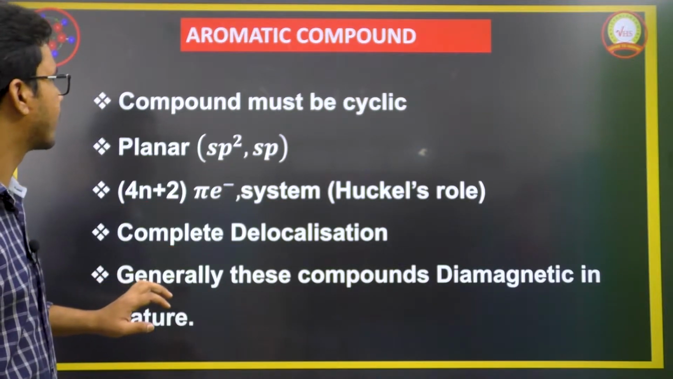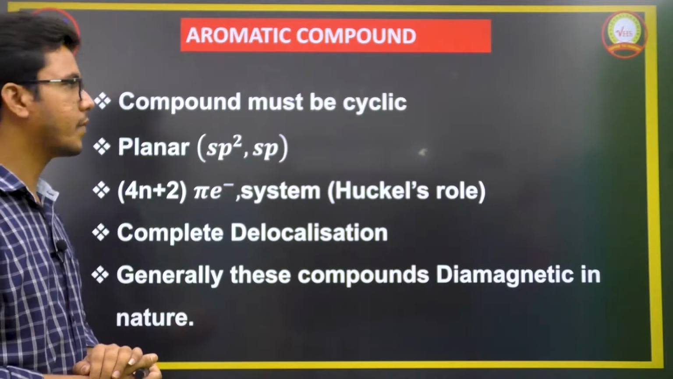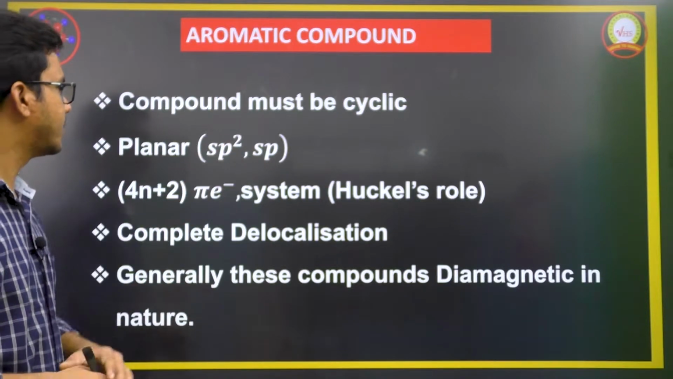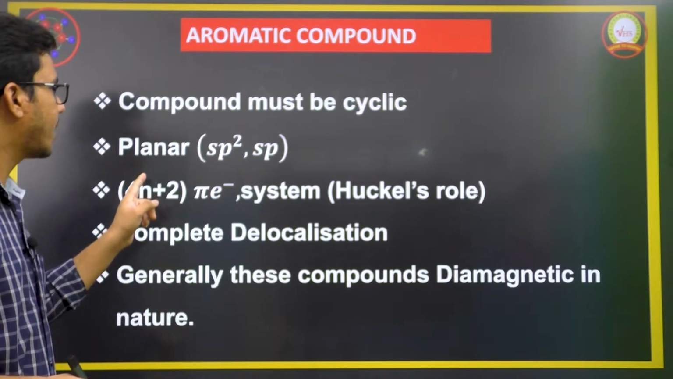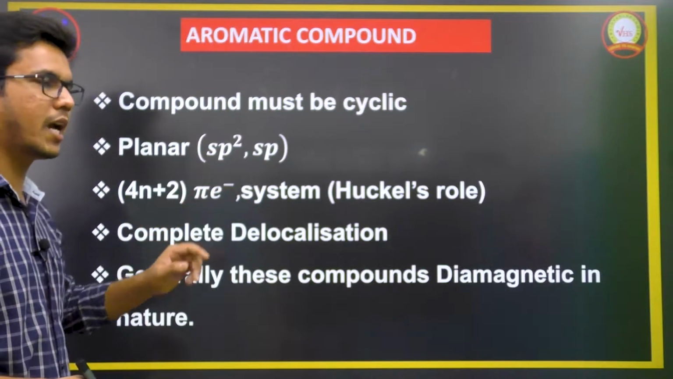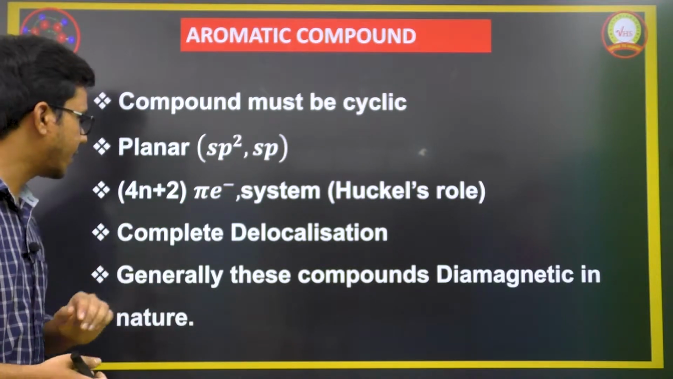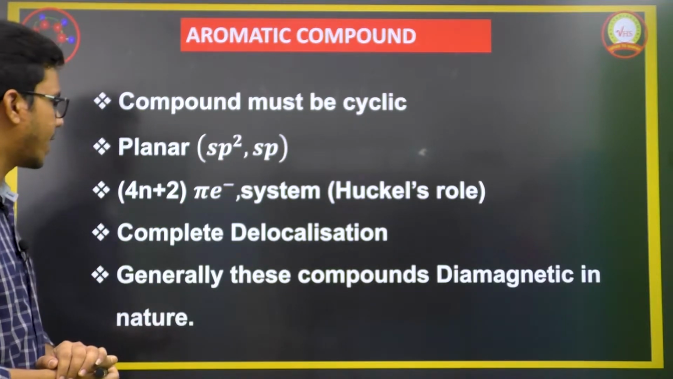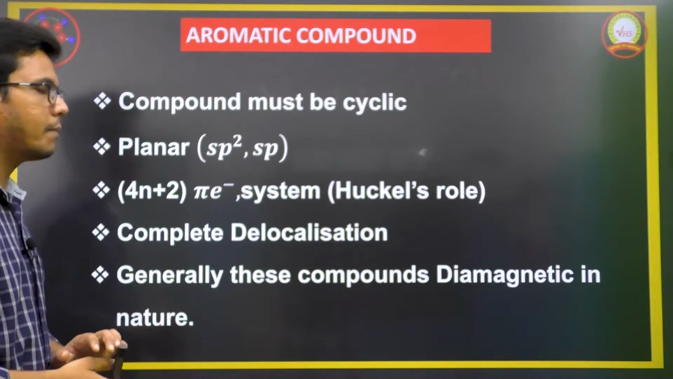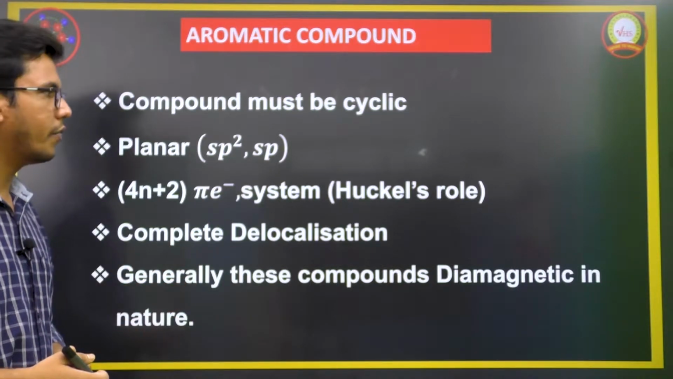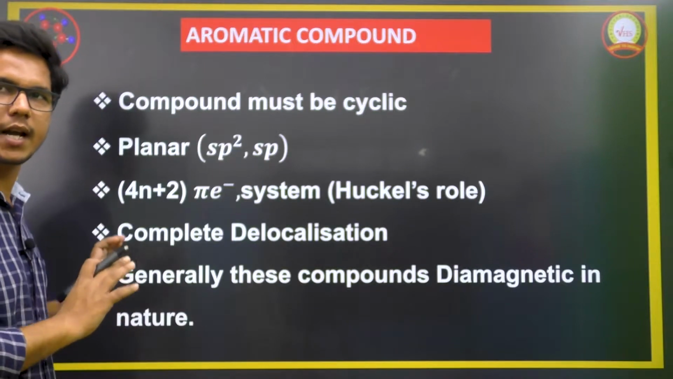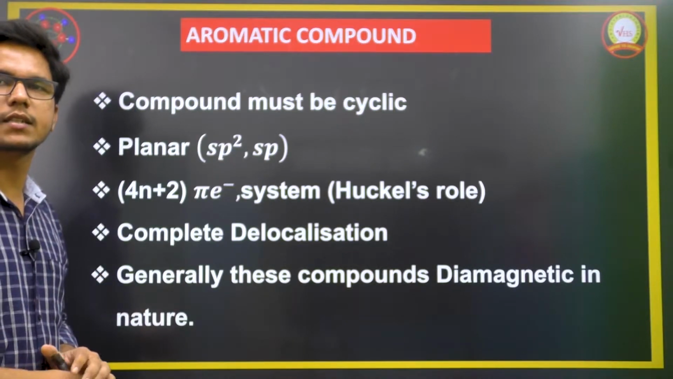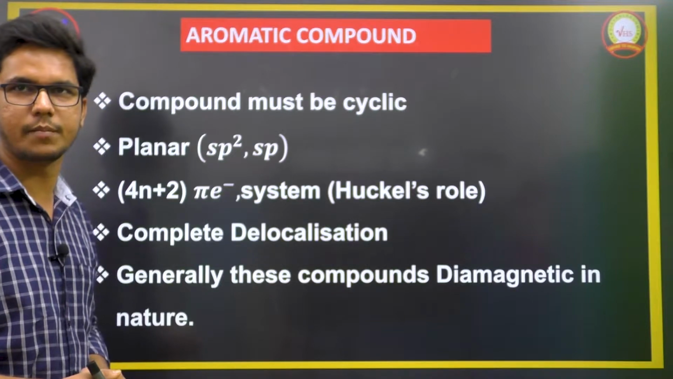What do you mean by aromatic compounds here? Aromatic compounds means the compound must be cyclic and planar. Planar means the carbons should be sp2 or sp hybridized, and it should contain a 4n plus 2 pi electron system according to Huckel's rule. Complete delocalization should be there. When a molecule possesses these characteristics, we can consider that compound as an aromatic compound.